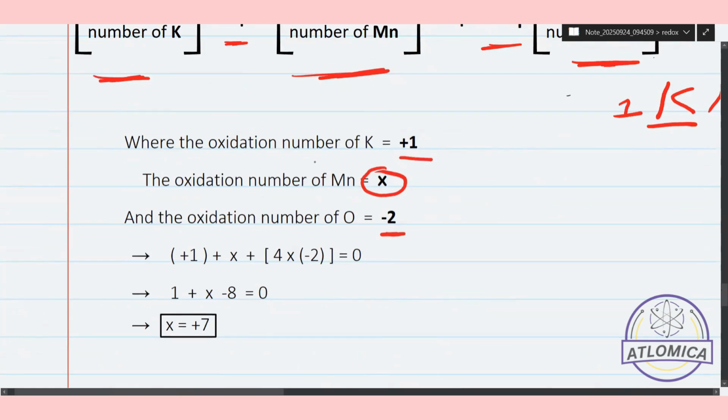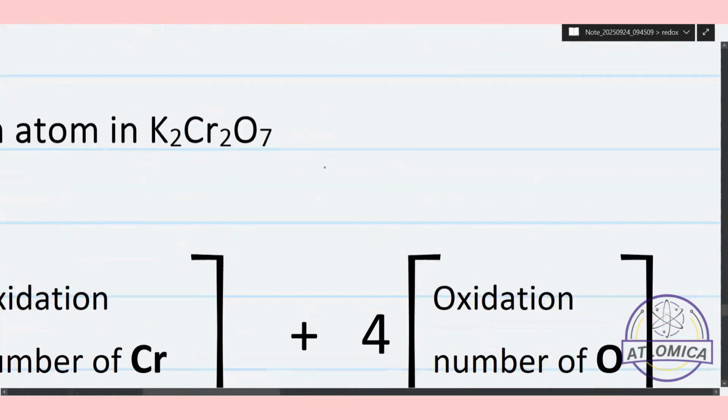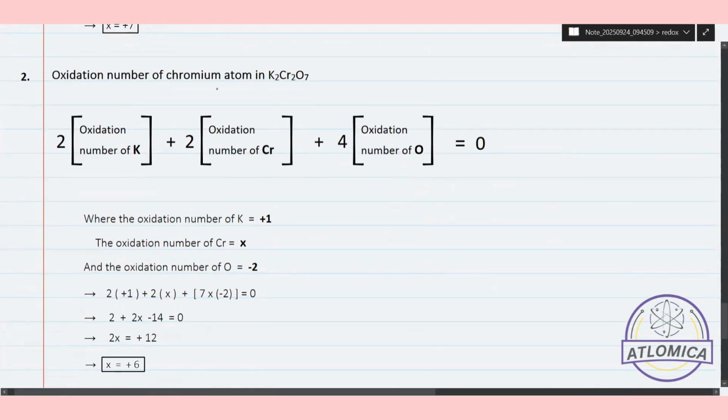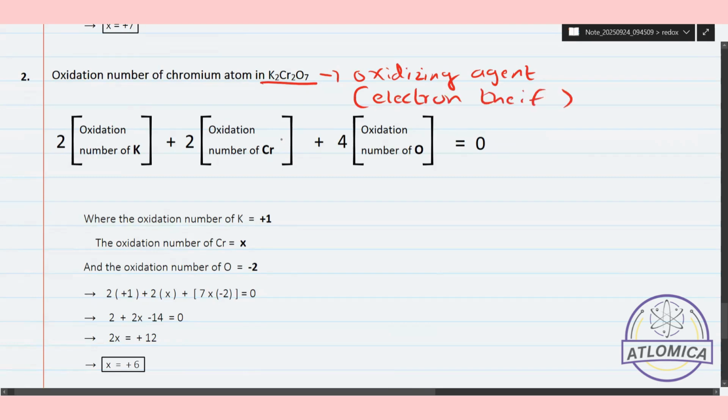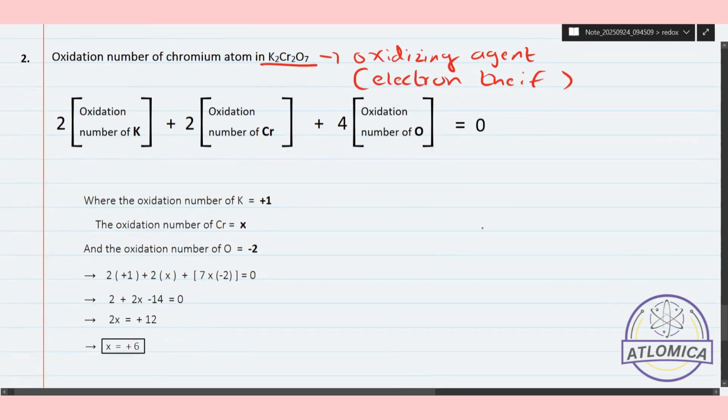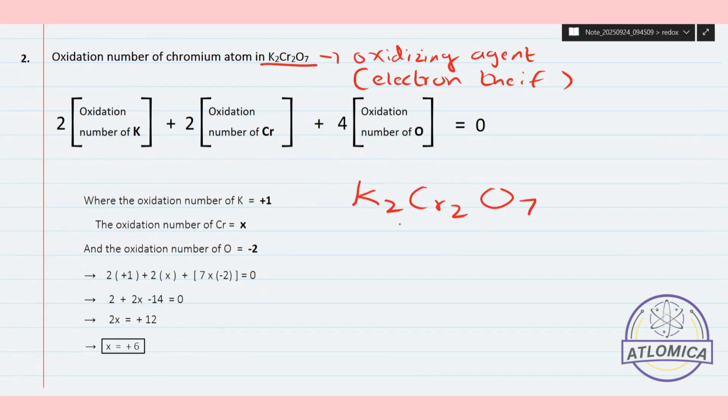Okay, so let's move to another example. Here we have to find out the oxidation number of the chromium atom in K2Cr2O7. K2Cr2O7, that's potassium dichromate, that's another oxidizing agent. That means this is the electron thief. As you can see, the molecular formula is K2Cr2O7. We have 2 potassium atoms, 2 chromium atoms, and 7 oxygen atoms.